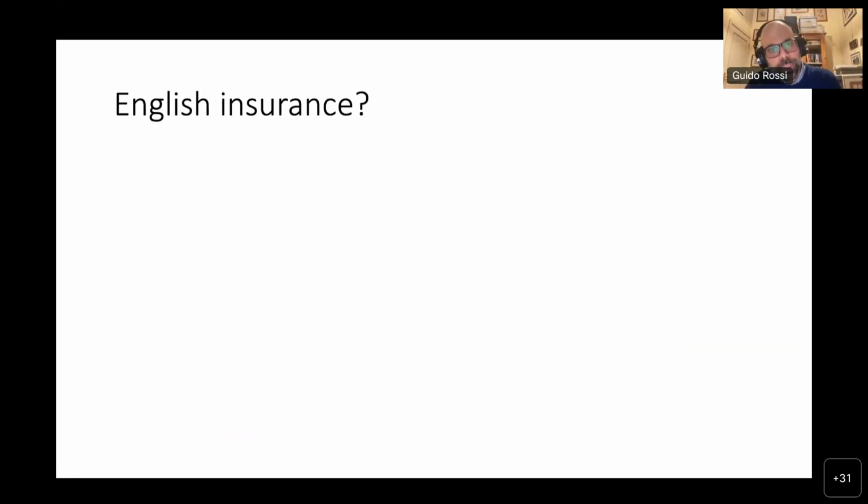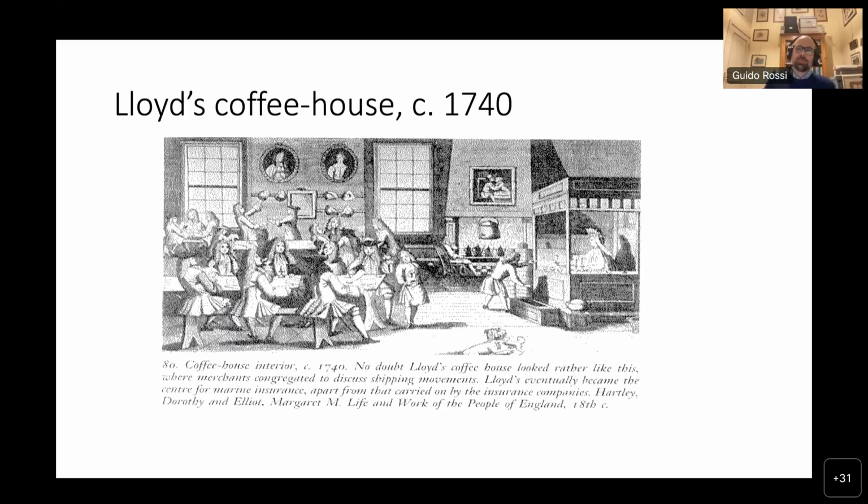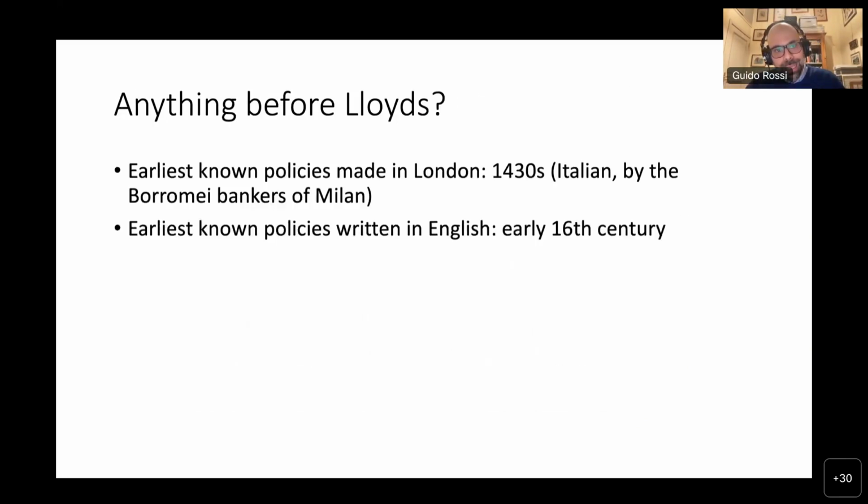So what about English insurance? We know of Lloyd's, we know of the coffee house where insurers would gather already from the second half of the 17th century. It was one of the main coffee houses, but it became particularly successful for a number of reasons. And by the middle of the 18th century, it was Lloyd's already, the Lloyd's we all know about. But what happens before Lloyd's?